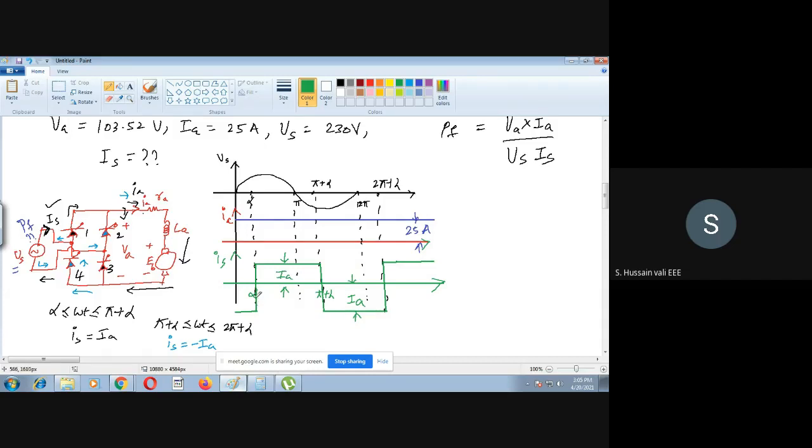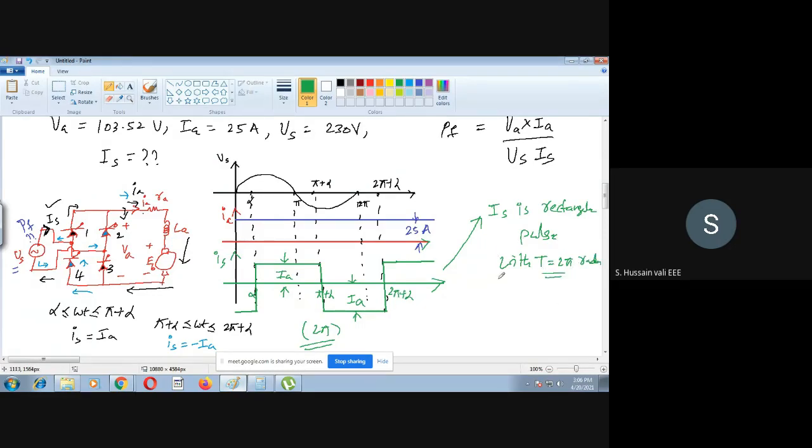What is the time period? It is alpha to pi plus alpha, then pi plus alpha to 2 pi plus alpha. So what is the time period here? 2 pi is the time period. So how do you find the RMS value of a rectangular pulse? It's a rectangle. You'll know that IS is a rectangular pulse with time period T equal to 2 pi radians.